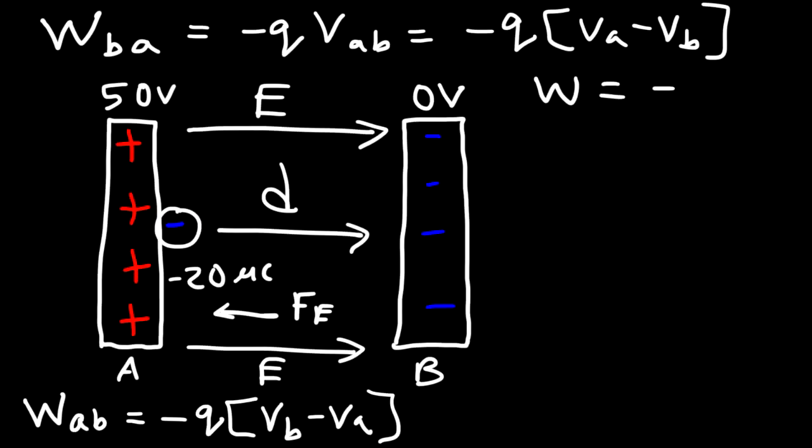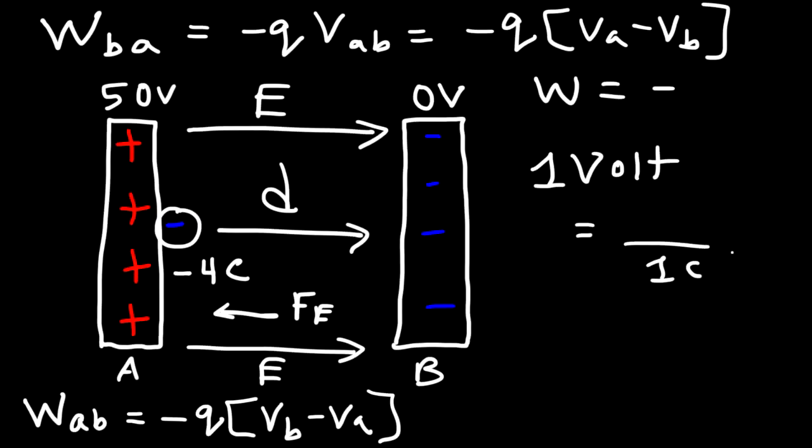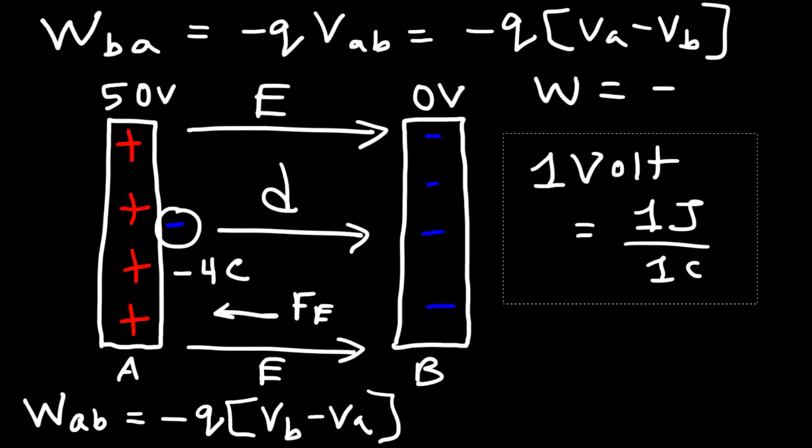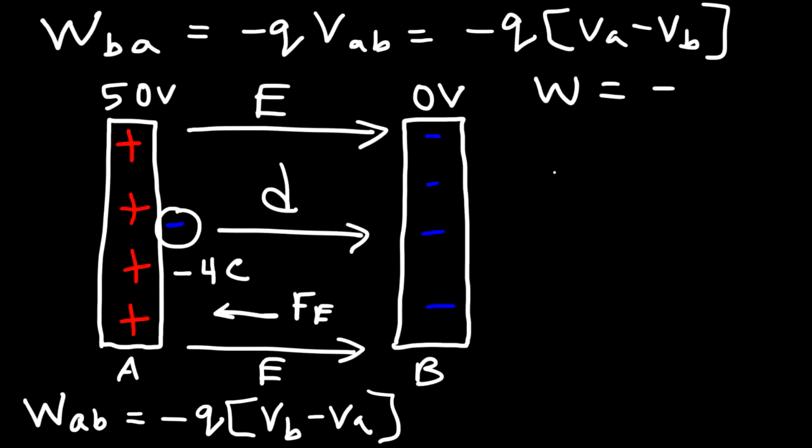And you know what? Let's change the charge. Instead of using micro, let's use a nice whole number. Let's say negative 4 coulombs. Now, if you recall, whenever a charge moves through, let's say, a potential difference of 1 volt, a 1 coulomb charge will have 1 joule of work done on it. It could be positive or negative, but it's going to be 1 joule of work. In this case, we have a 4 coulomb charge moving through a potential difference, so let me write delta V, of 50 volts.